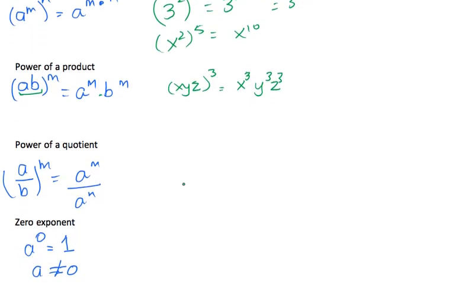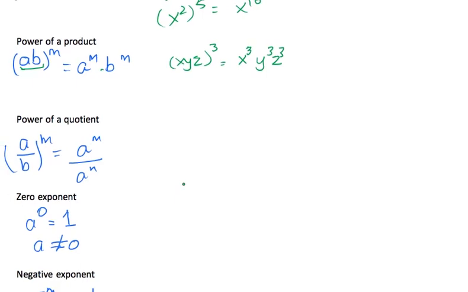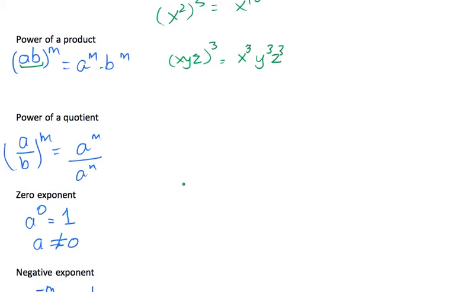Okay. Next law is the law of a power of a quotient. So in the same way that the exponent m applies to both components of a product, it applies to both components of a quotient. So a to the power of m divided by b to the power of m. Oh, mistake here, that is m, the same exponent. So an example of that would be 1/2 to the power of 3. So 1 to the power of 3 over 2 to the power of 3, or 1/8.